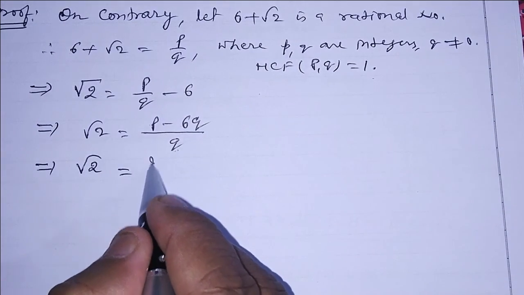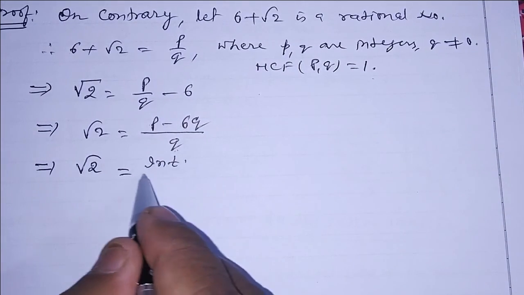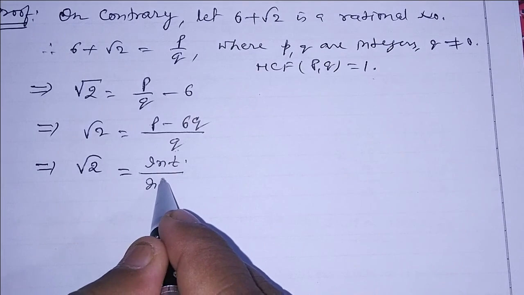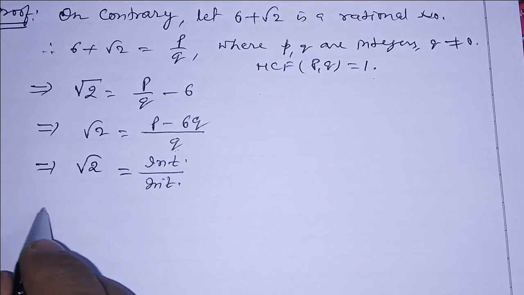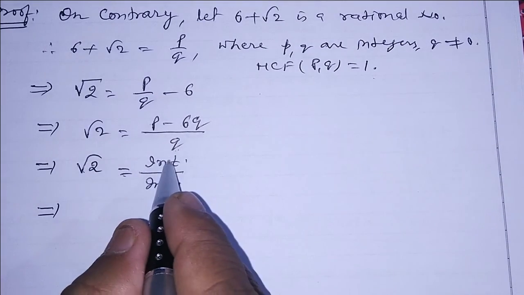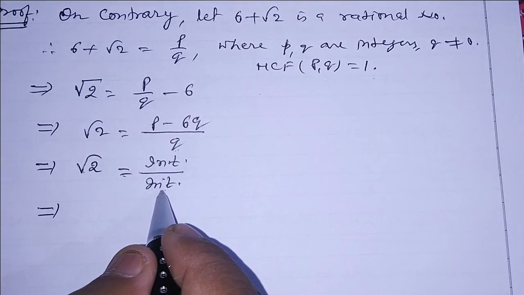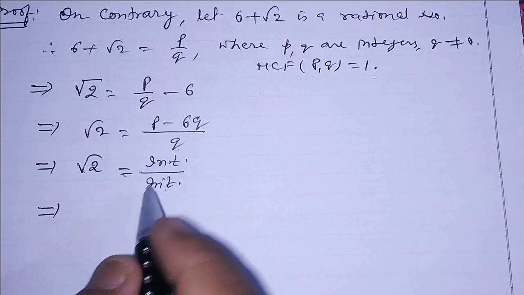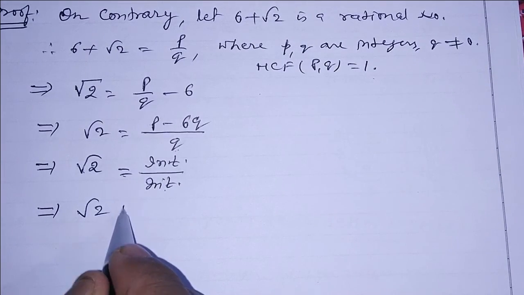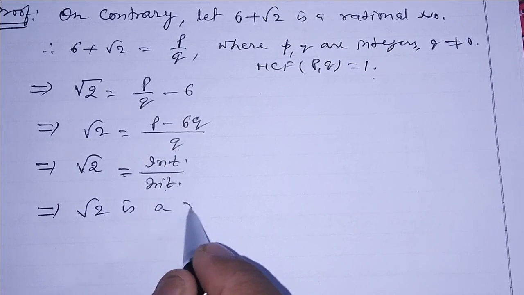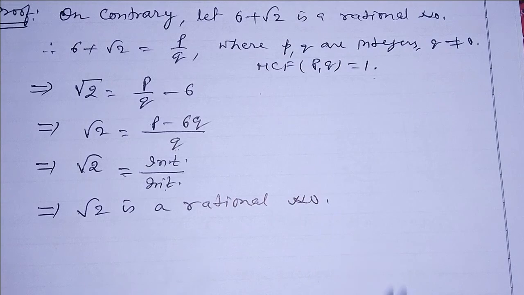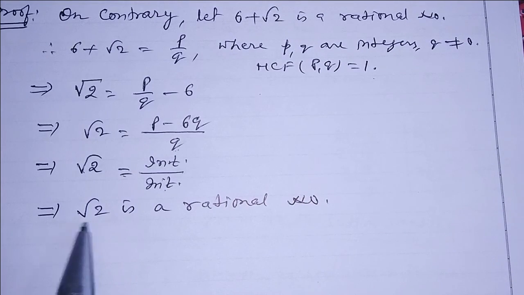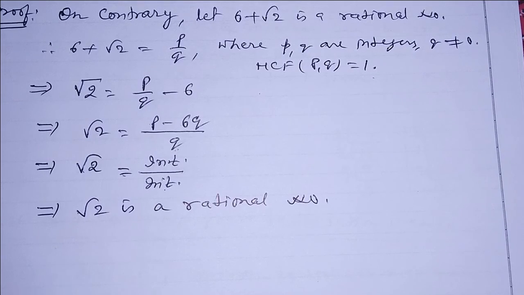So here we can write in short: numerator is an integer and denominator is also an integer. So it implies root 2 is equal to integer by integer. Integer by integer is a form of rational number. So it implies root 2 is a rational number. But we know that root 2 is not a rational number; root 2 is an irrational number.